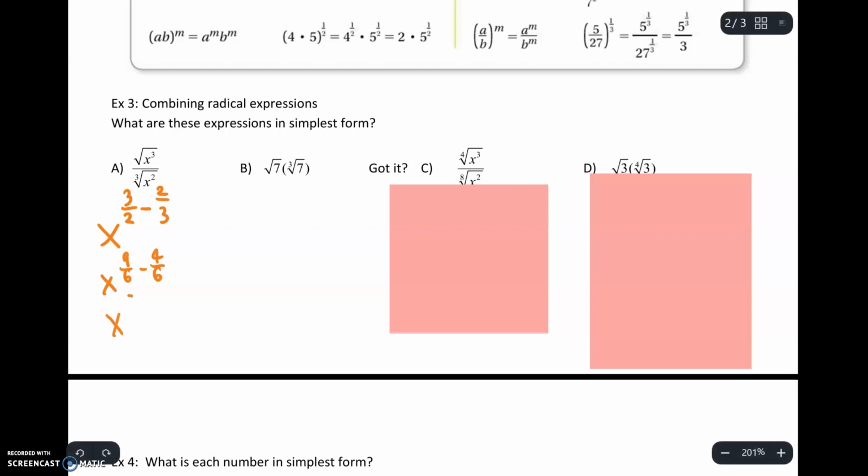So if I get x to the 5 over 6, I just want to rewrite those as a radical again. So if I have 5 as a power, 6 as a root, I was going to write that as a fraction again, 5 as a power, 6 as a root, this would be my final answer after I was able to combine top and bottom.